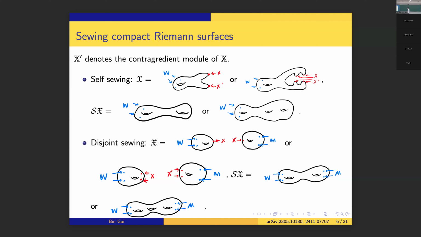Any questions so far? Can I exchange the self-sewing? Let's say X is a tensor of 2 V modules. Then I can still exchange them first and then sew them, like in the second picture. You mean this one sewn with that one and this with that one? Exactly. Good question.